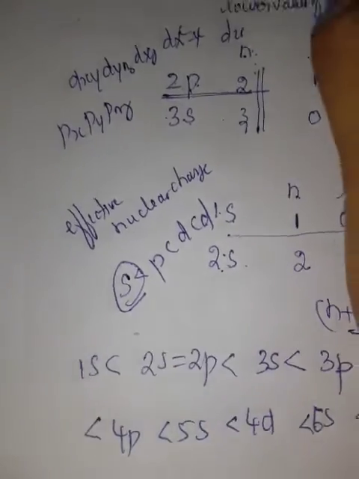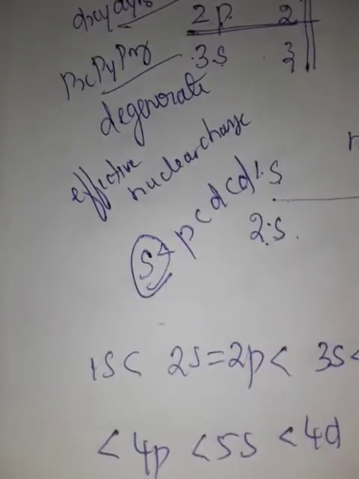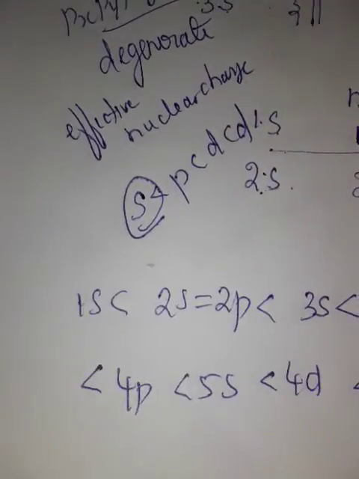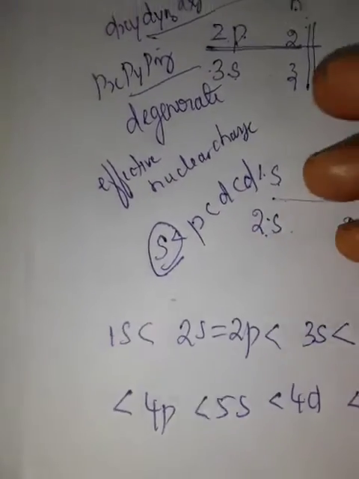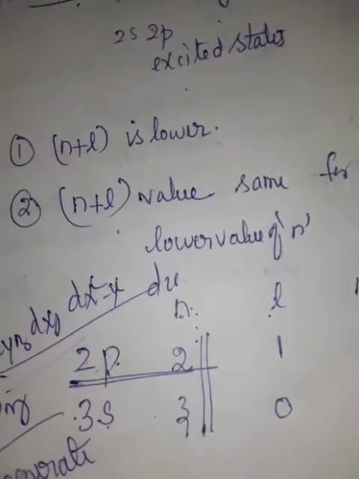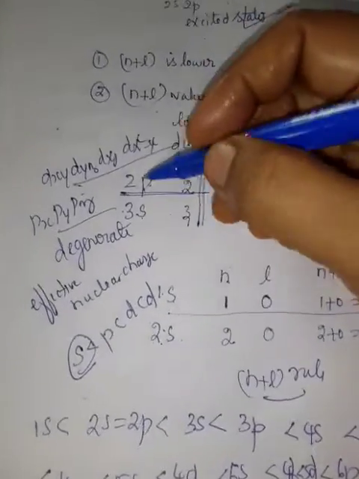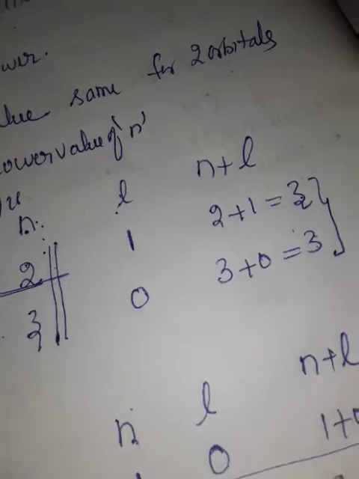Now px, py, pz, similarly dxy, dyz, dxz, dx square minus y square, and dz square. These orbitals have similar energy, so they are called degenerate orbitals. What are degenerate orbitals? The 3p orbitals, px, py, pz, have the same energy, so they are called degenerate orbitals. We have learned a lot in this video: ground state, excited state, degenerate orbitals, and effective nuclear charge. Everything you have learned is given clearly in the book, page numbers 50, 51 and 52.